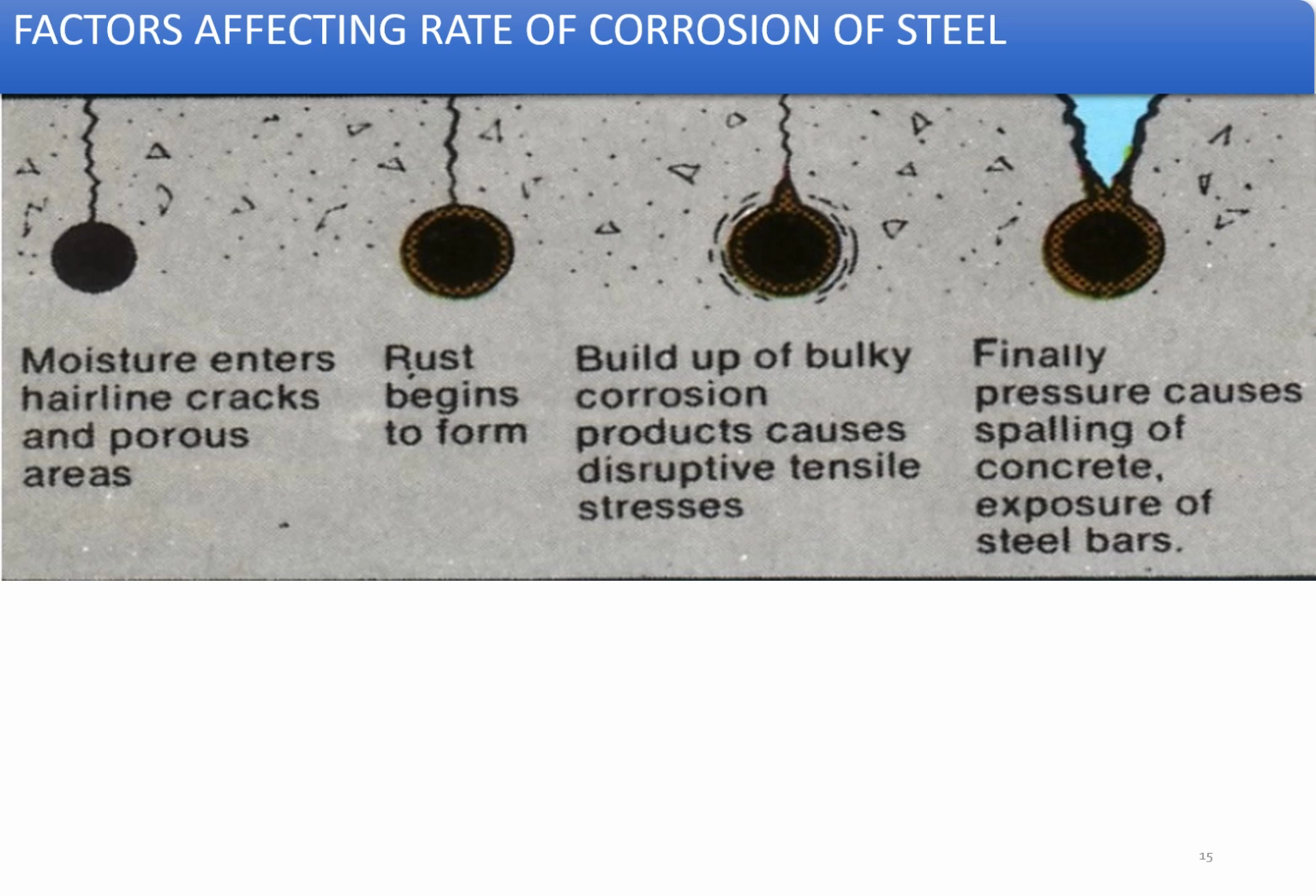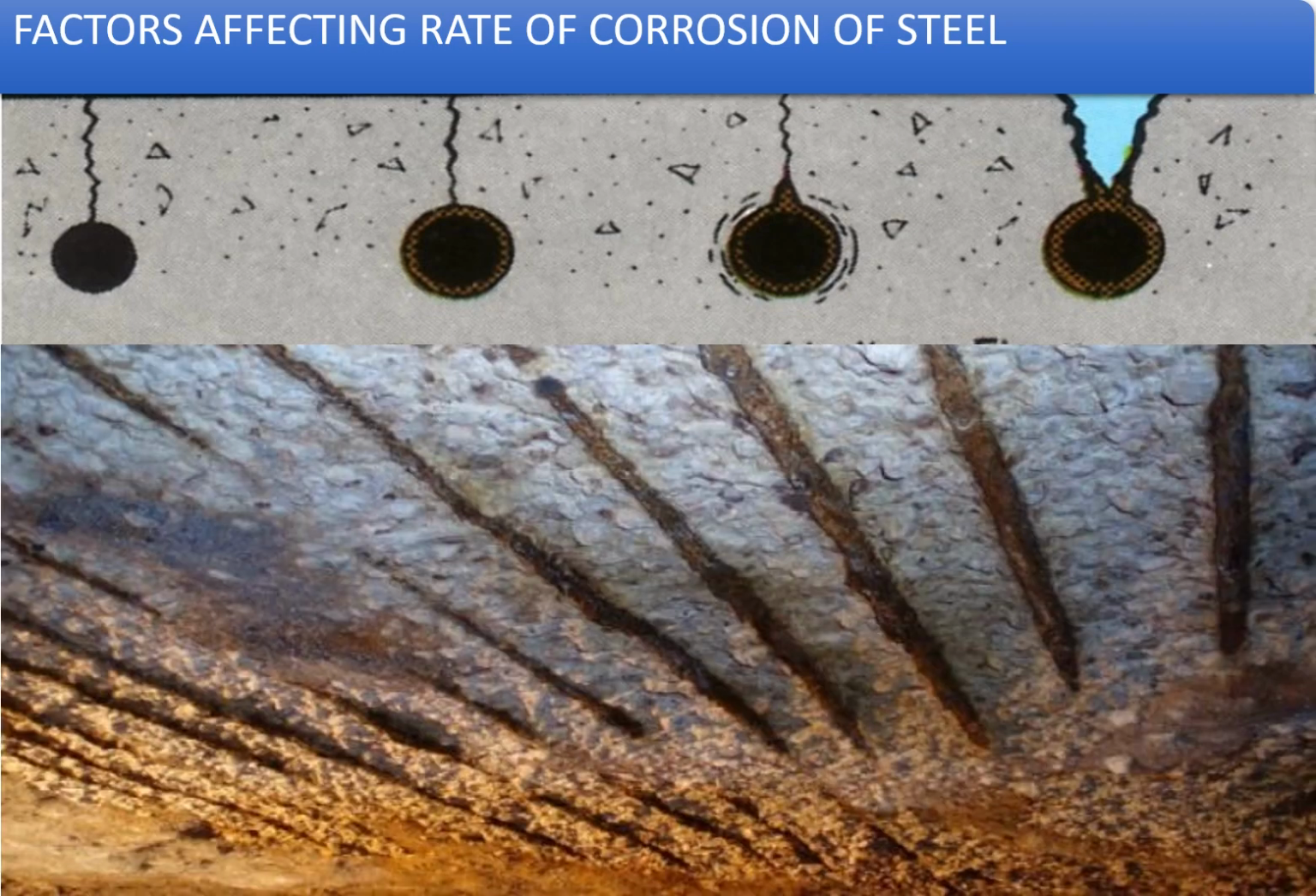The first bar, which is shown on the extreme left, has a crack in the concrete cover face, that is, moisture enters through the hairline cracks and the porous area of the concrete. Thus it starts to rust the steel, so we can say that the rusting is initiated in the second stage, and the build-up of bulky corrosion products causes disruptive tensile stresses, and then finally pressure causes spalling of concrete or exposure of the steel bars, as you can see.